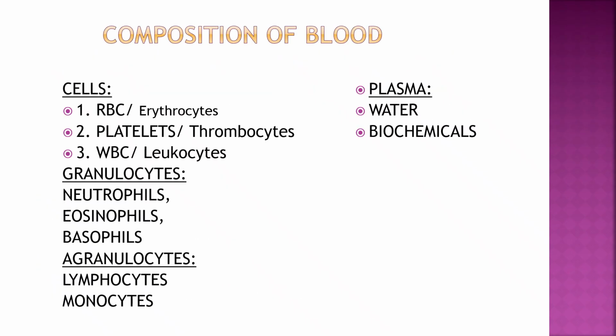So composition of blood, it is mainly of two things. The liquid portion is called as plasma and the solid portion is called as cells. So cells are of three types: RBC, platelets and WBC. So red blood corpuscles also called as RBC also called as erythrocytes, platelets are also called as thrombocytes, and white blood cells also called as leukocytes.